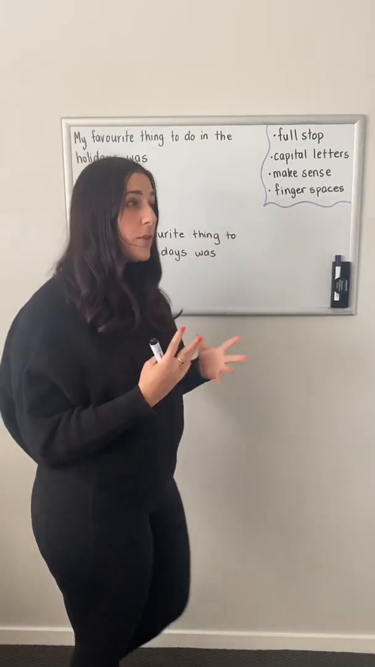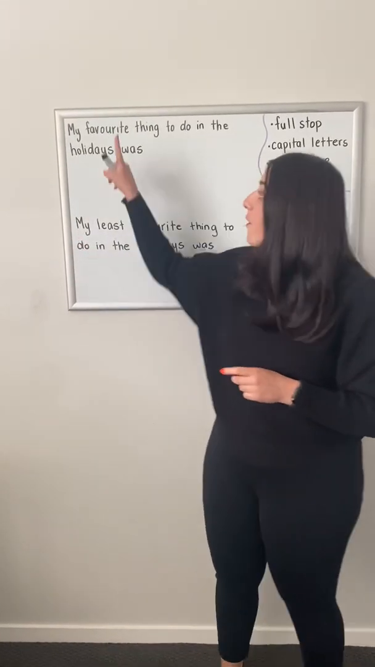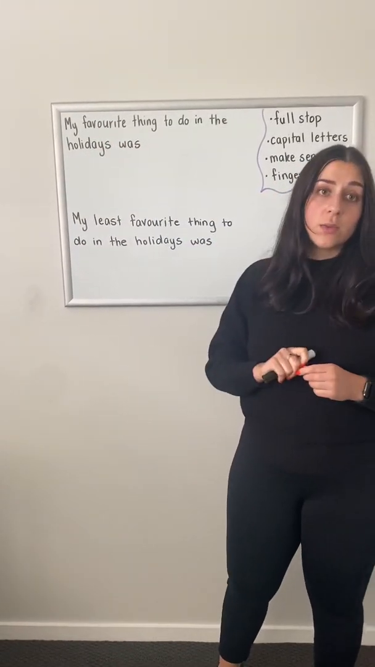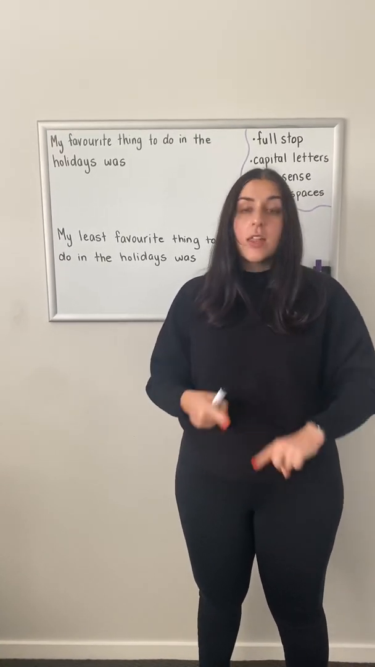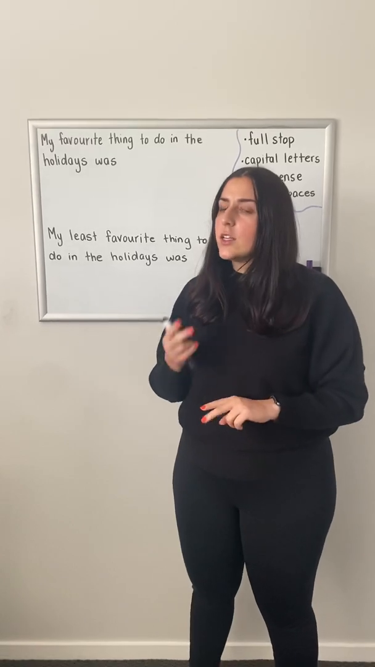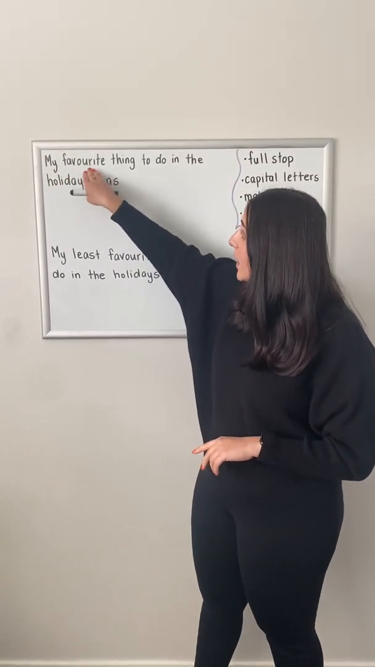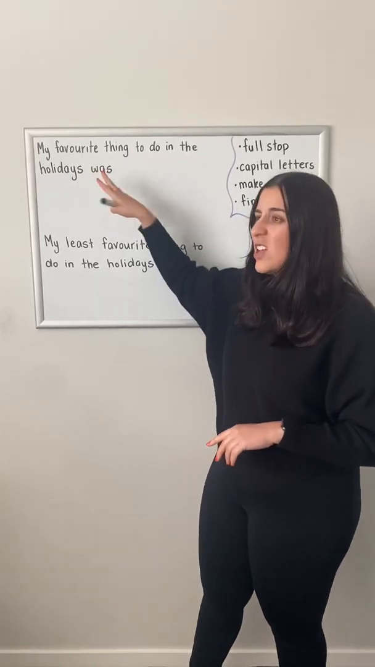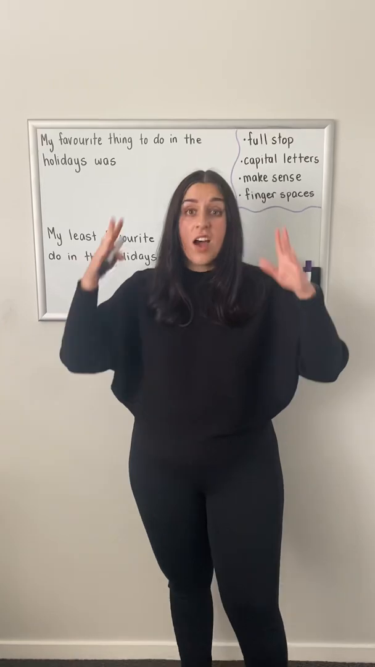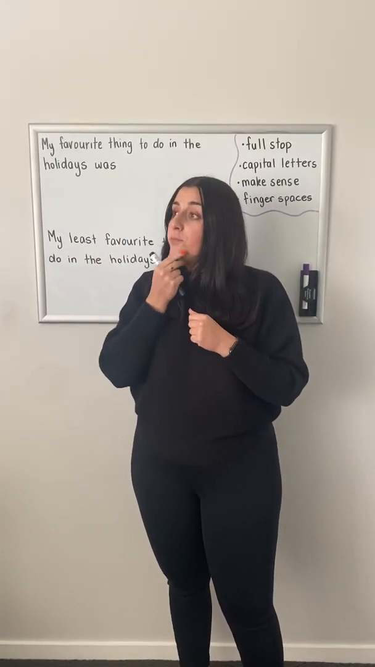All right. The first thing we're going to do is have a think about what one of our favorite things to do in the holidays was. So today we're going to be writing about our favorite thing to do in the holidays and our least favorite thing. I've written a sentence stem here. It says, my favorite thing to do in the holidays was. Before I write my sentence, I need to get some ideas in my head about what that could be.